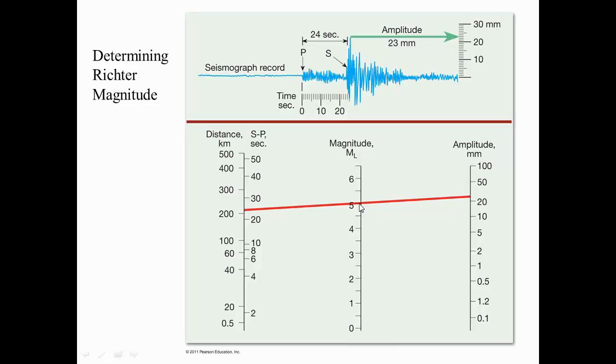And then from there, we simply draw a straight line connecting those two endpoints. And where the line passes through the middle scale, we can then simply read off the magnitude. In this case, the magnitude is 5. Everybody see that?